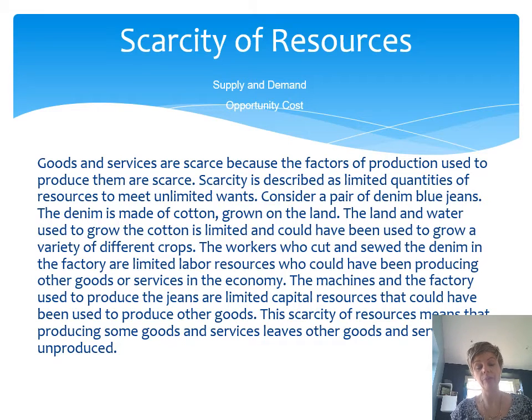This scarcity of resources means that producing some goods and services leaves other goods and services unproduced. And this comes to supply and demand. What resources, what outputs, what things, what services, what goods should be produced and what should not? And that depends on what society or what people who are involved in this business want. What is the demand for this product or this service?